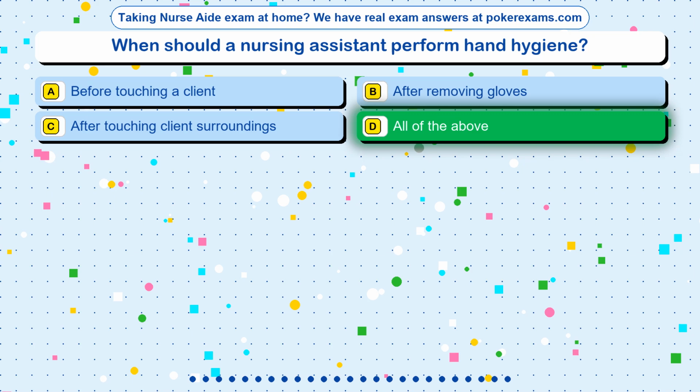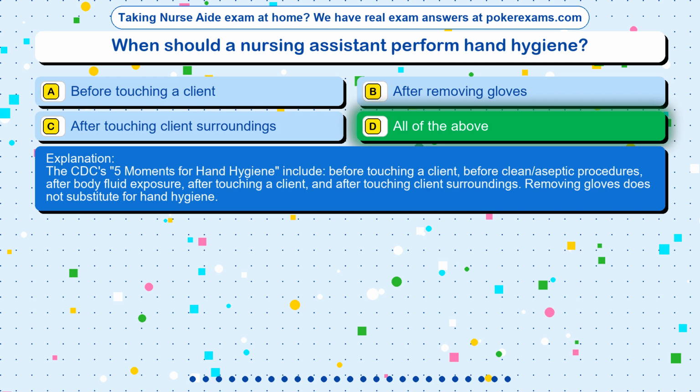The correct answer is option D, all of the above. The CDC's 5 moments for hand hygiene include: before touching a client, before clean/aseptic procedures, after body fluid exposure, after touching a client, and after touching client surroundings. Removing gloves does not substitute for hand hygiene.